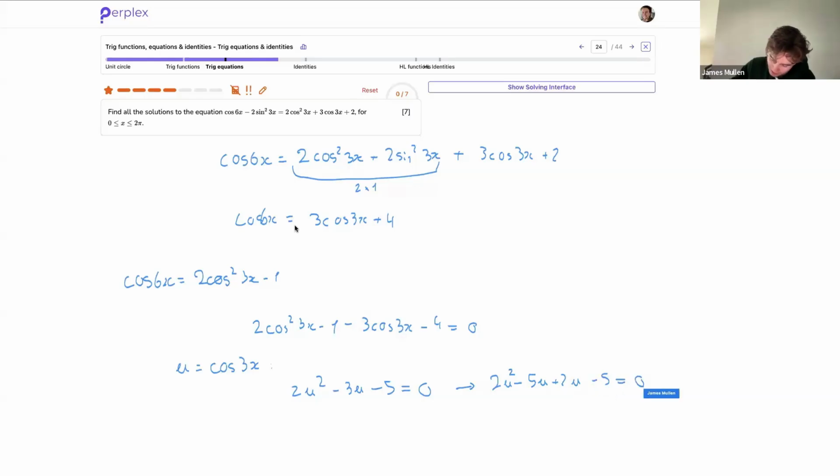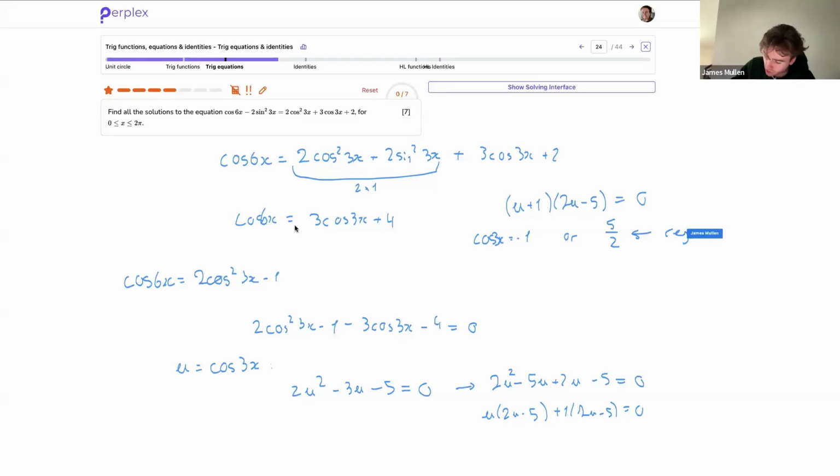And that's going to give me u times 2u minus 5 plus 1 times 2u minus 5 is equal to 0. All right. What does that give me? It gives me u plus 1 times 2u minus 5 is equal to 0. Or in other words, cos 3x is equal to minus 1 or 5 over 2. But we have to reject that. That's outside the range of cosine.